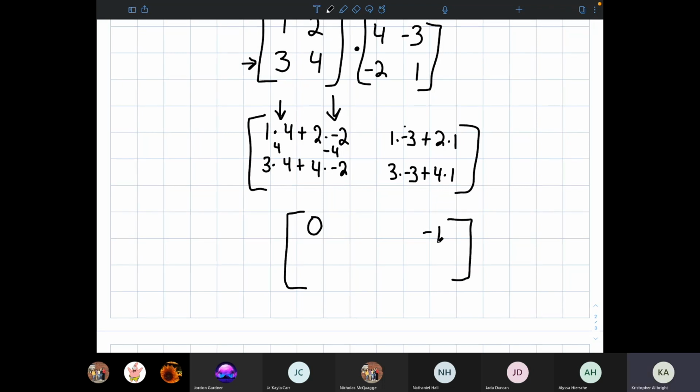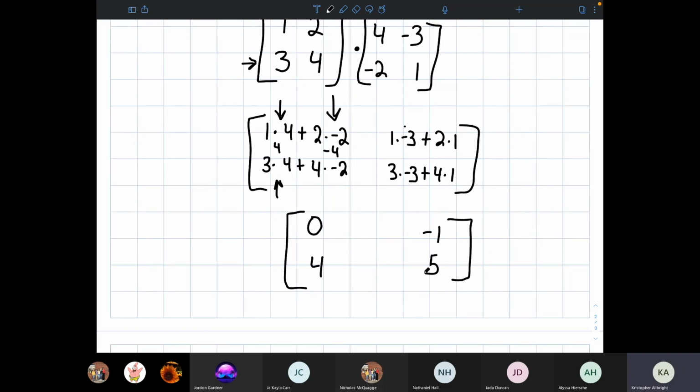And then on the bottom left, 12 plus -8, which is going to give us 4. And then 3 times -3, -9 plus 4, which is going to give us 5. So that is definitely not an identity matrix.